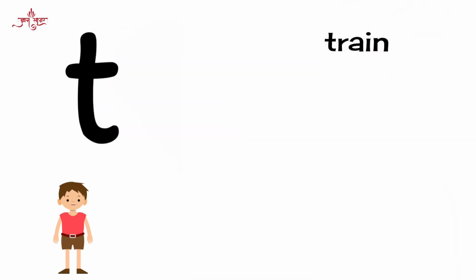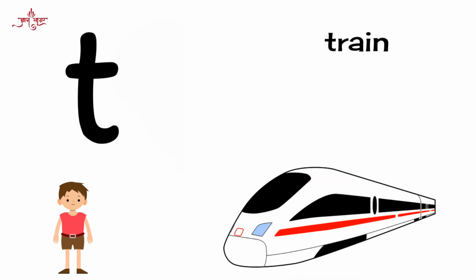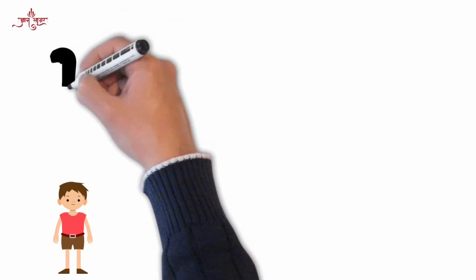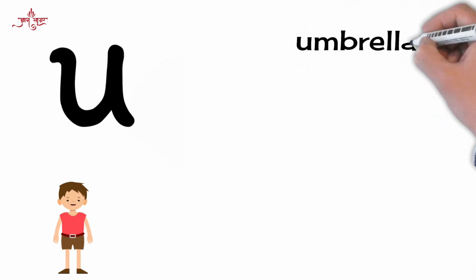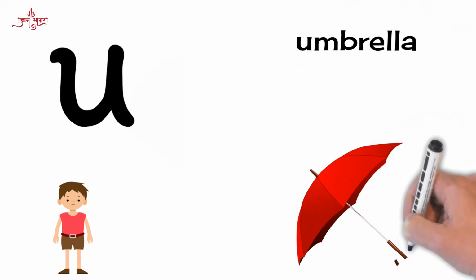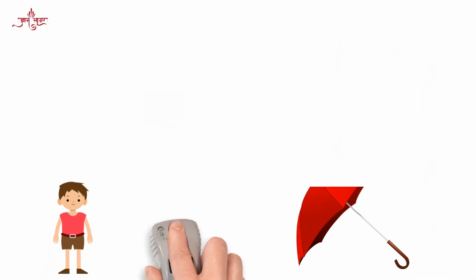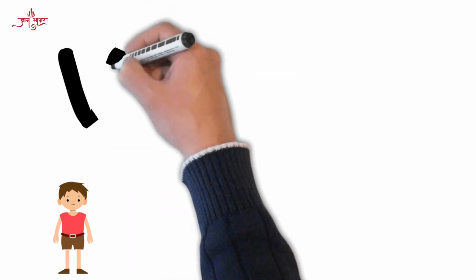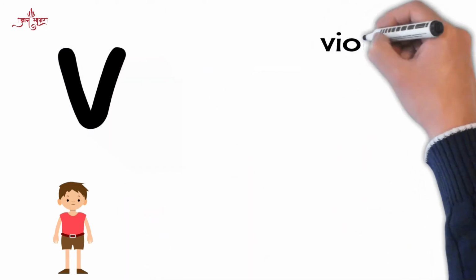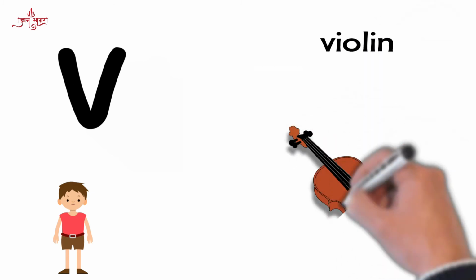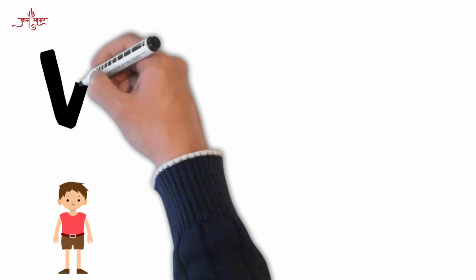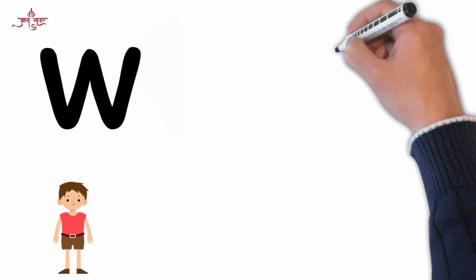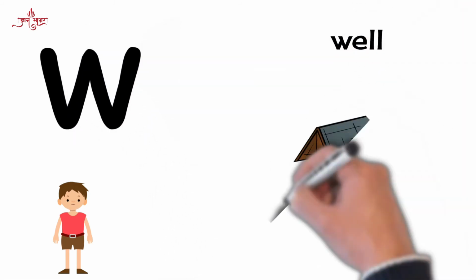T for train. U for umbrella. V for violin. W for well.